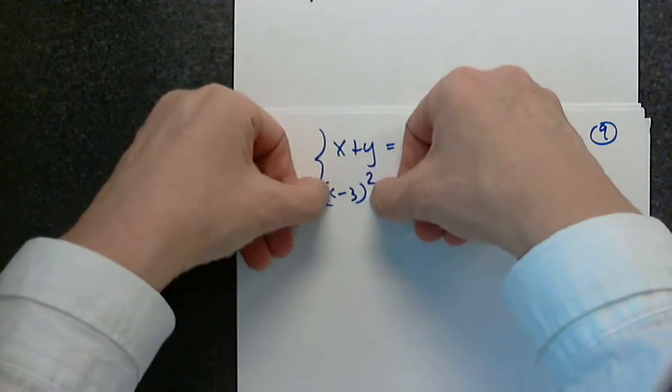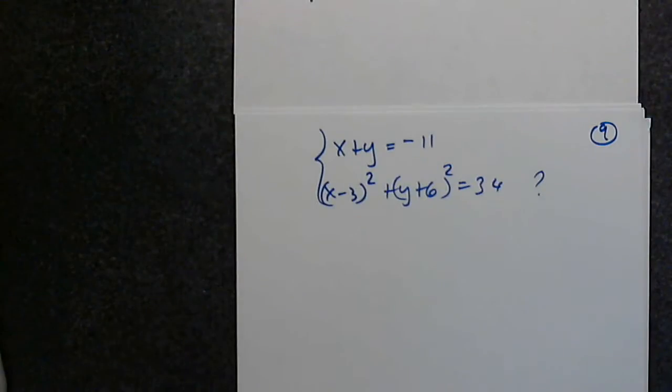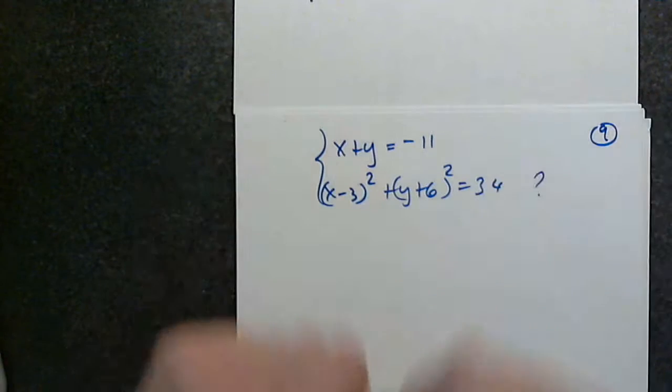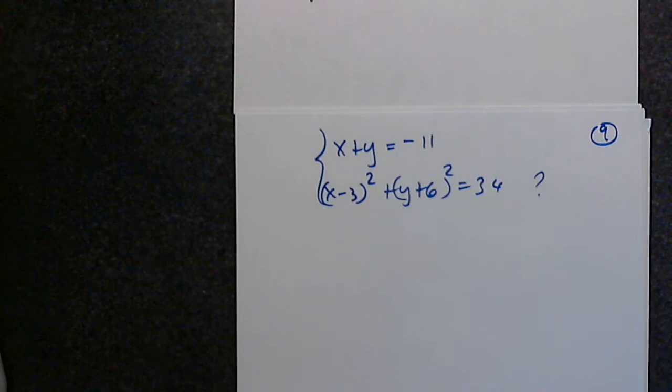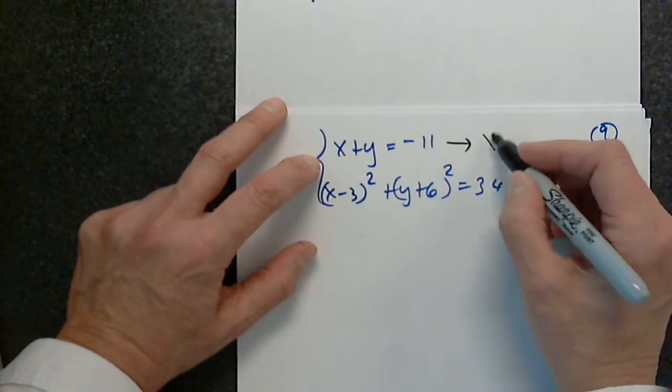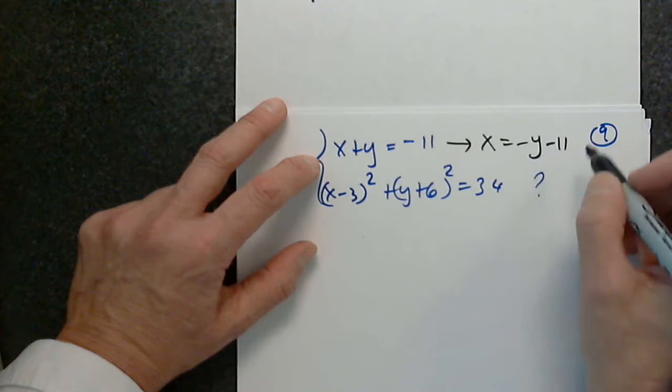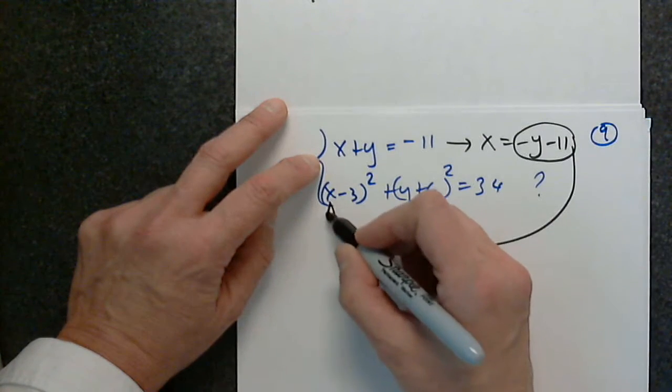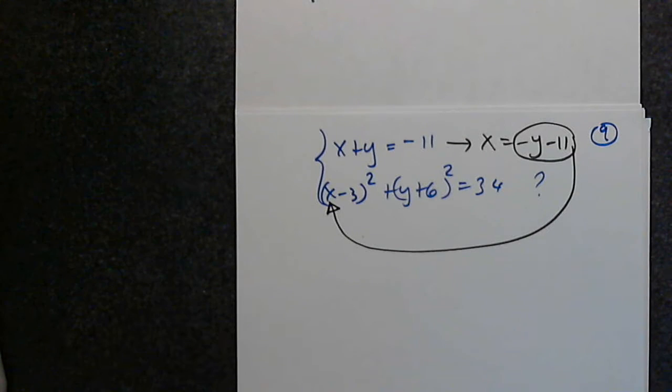Remember, the variables are not the same, so elimination is not a potential method here. It's not possible because the variables are not the same. But what can I use? If it's not elimination, exactly, substitution. It doesn't matter which one you want to substitute for. If you substitute for x, then you have -y minus 11. This has to be replaced in the second equation. So let's see what we get.